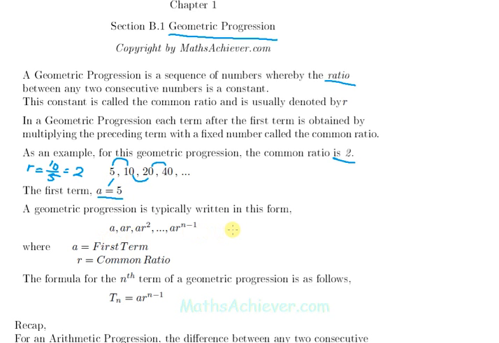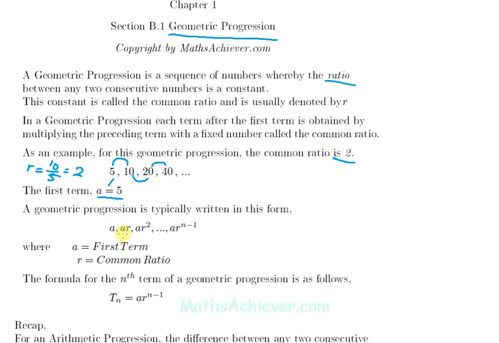A geometric progression is typically written in this form: A, and this is the first term, the second term is A multiplied by the common ratio. That's what this statement states. In a geometric progression, each term after the first term is obtained by multiplying the preceding term with a fixed number called the common ratio, right?